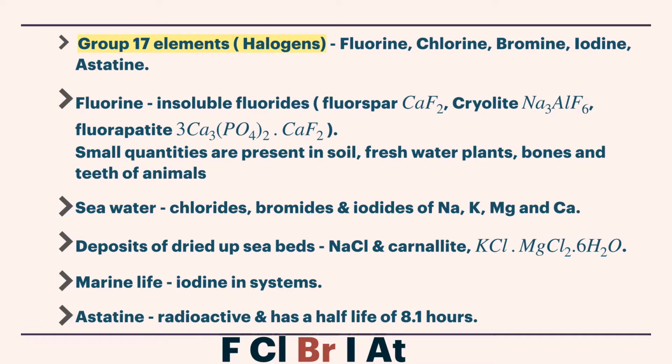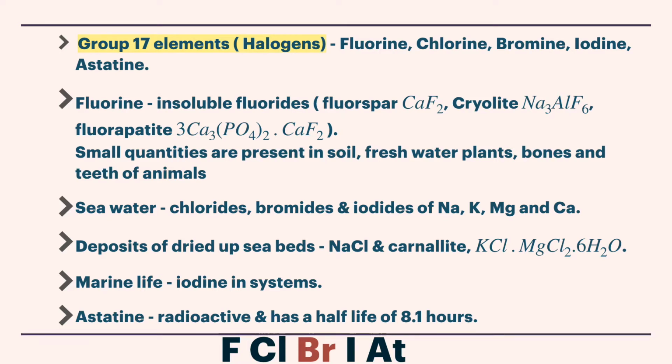And halogens are said to be very reactive. Why? Because of their high electronegativity, and hence they are not found in free state. They occur in the form of compounds. So we'll see one by one in detail now. The first one is fluorine. Now fluorine is said to be present in insoluble fluorides, like for example fluorspar, that is the formula is CaF2.